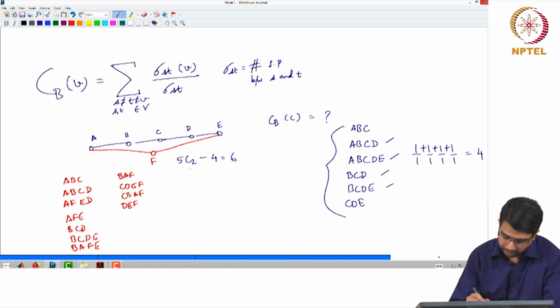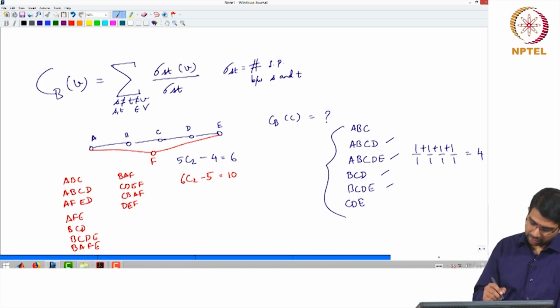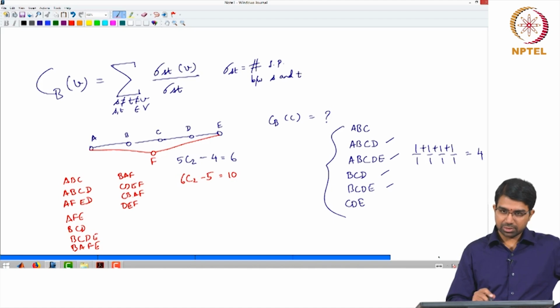So, how many paths should you have? You should have 6C2 minus 5, right, which is basically 10. We have listed 1, 2, 3, 4, 5, 6, 7, 3, 7, 11. Some of them have alternate paths, so that is okay. So, that gives the number of all paths, no?